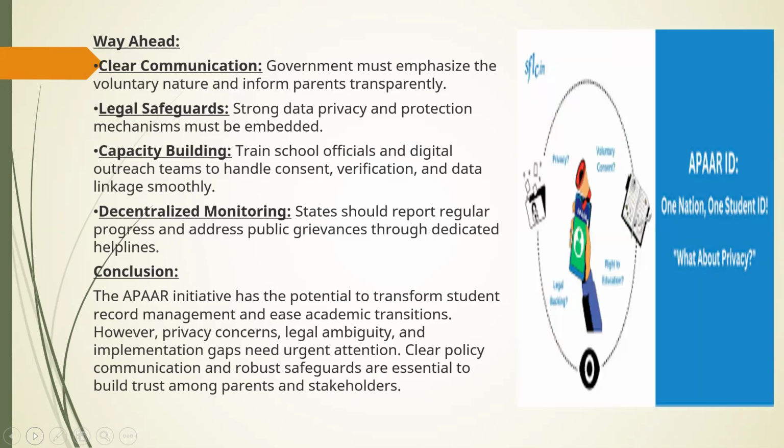About the APAAR ID, it needs clear communication. The advantages also: legal safeguards, capacity building, decentralized monitoring. So about the APAAR ID, there are some benefits again. Government must emphasize the voluntary nature and inform parents transparently. Strong data privacy and protection mechanisms must be embedded. Capacity building: train school officials and digital outreach teams to handle consent verification and data linkage smoothly. Decentralized monitoring: states should report regular progress and address public grievances through dedicated helplines. So there should be clear communication, legal safeguards, capacity building, and decentralized monitoring for APAAR ID.